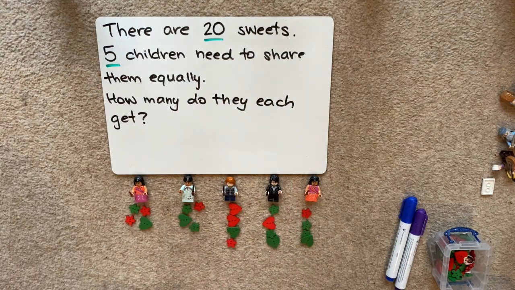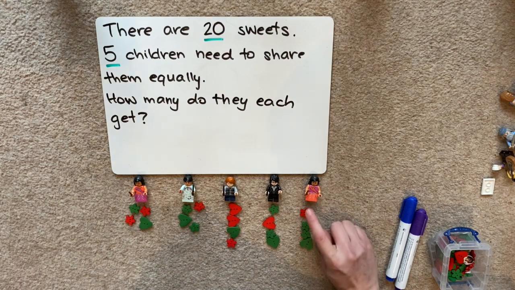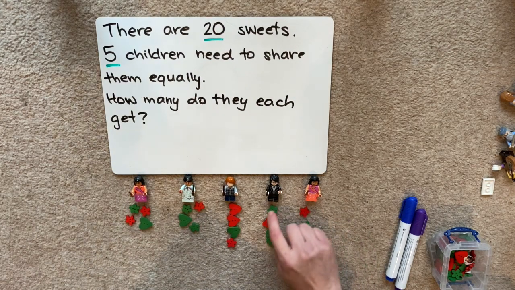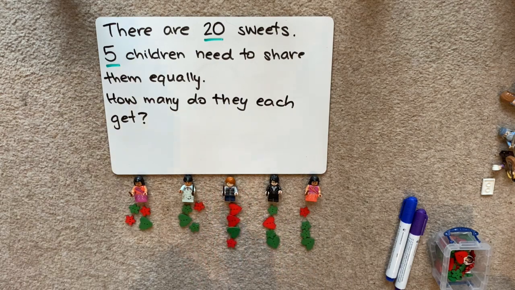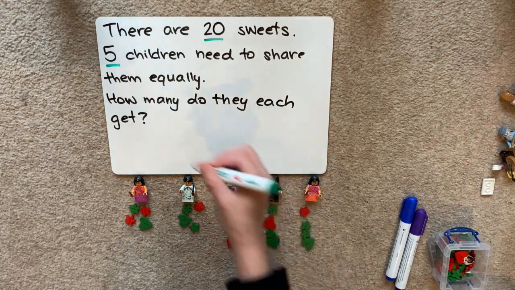Shared everything out equally. How many does each child have? Remember, each means 1. So we don't want to know how many they have all together, because we know that, that's 20. How many do they each get? So they each have 1, 2, 3, 4. 1, 2, 3, 4. They've all got 4. So that is our answer, 4.